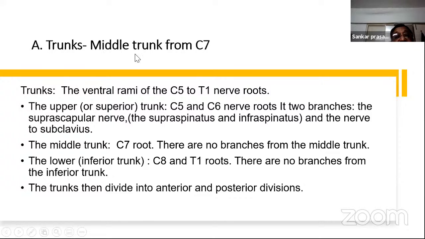So let's look at the trunks: the ventral rami of C5 to T1 nerve roots. The upper trunk is C5, C6 nerve roots. It has two branches, as we have seen in the diagram: suprascapular nerve, which supplies the supraspinatus and the infraspinatus, and the nerve to subclavius. The middle trunk is a C7 root. There are no branches from the middle trunk. The lower trunk is C8 T1. There are no branches from the inferior trunk. So the trunks then divide into anterior and posterior. The only trunk that has branches is the superior or the upper trunk.